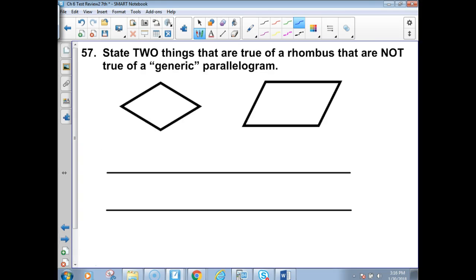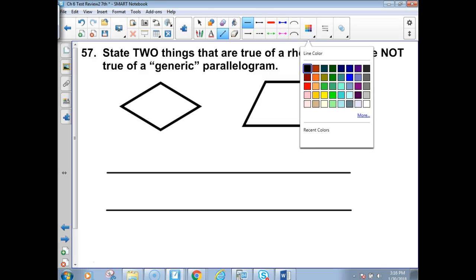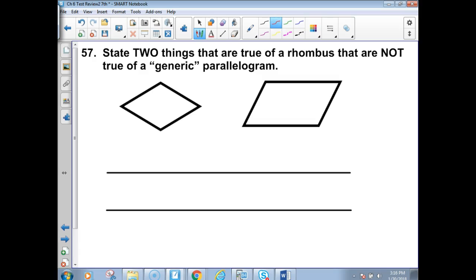State two things that are true of a rhombus that are not true of a generic parallelogram. Okay, so you said all sides are congruent. That's true. All sides in a generic parallelogram are not necessarily congruent. In a rhombus, they are. This one might have two congruent sides there and there, but not all. All sides are congruent. What else? We've got multiple things we can write.